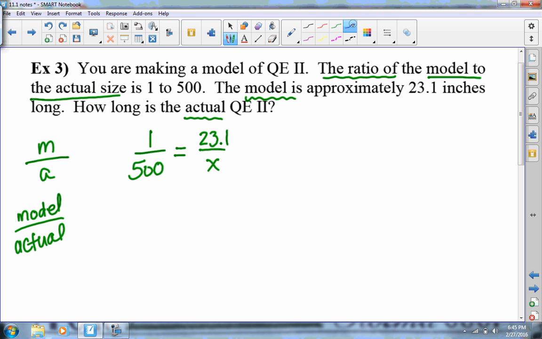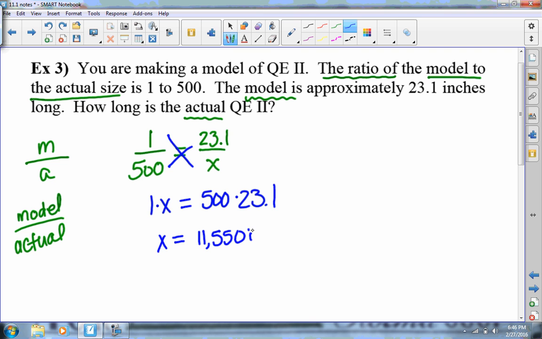And now we're just going to cross multiply and solve. So I'll have 1 times x equals 500 times 23.1. Now this is a nice proportion to solve because I just have one variable. And here I'm even multiplying it by 1. So x equals 500 times 23.1. So that's going to be 11,550 inches.